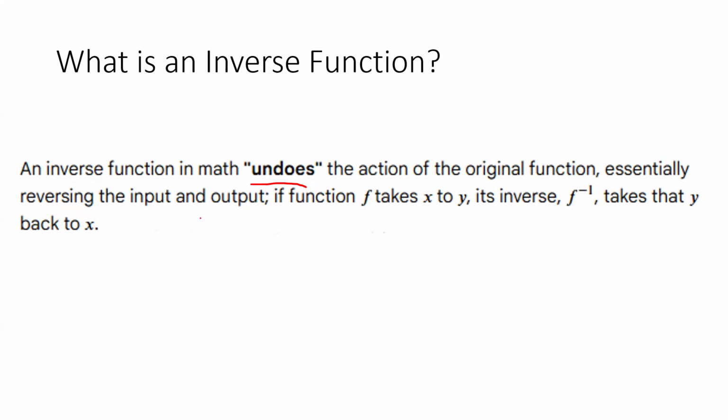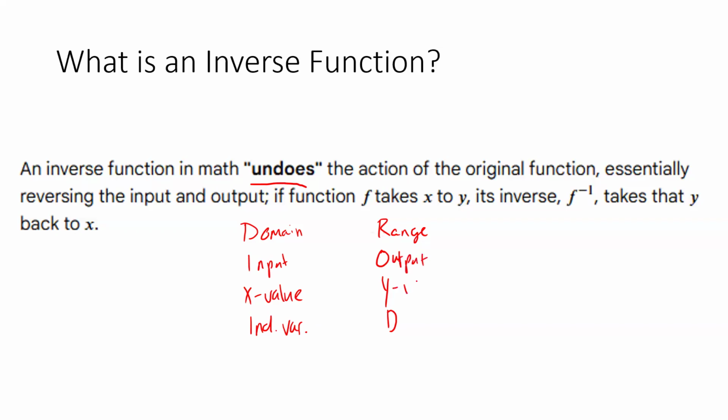So if you remember from Algebra 1, your Algebra 1 teacher may have taught you Dixie-Royd. So Dixie and Royd. You're probably like, who and what are Dixie and Royd? Dixie and Royd are how we remember synonyms for domain and range. What things mean what? So you have your domain is input, your x value, and your independent variable. Okay. Your range is your output, your y value, and your dependent variable.